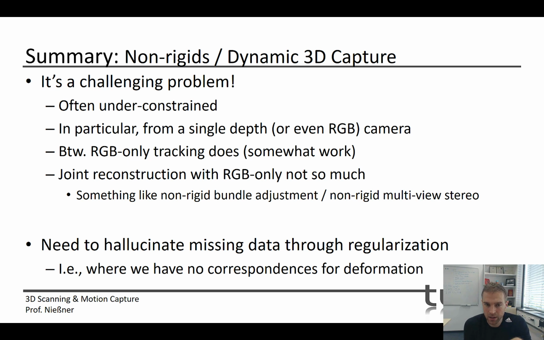So it's still difficult. You would have to do some sort of non-rigid bundle adjustment or non-rigid multi-view stereo. So there are works like that, but these works are not at the level of quality yet that could be used for a full-scale reconstruction here. Because one challenge, generally speaking, is you need to hallucinate a lot of missing data through regularization. Neural networks can do this to some degree.